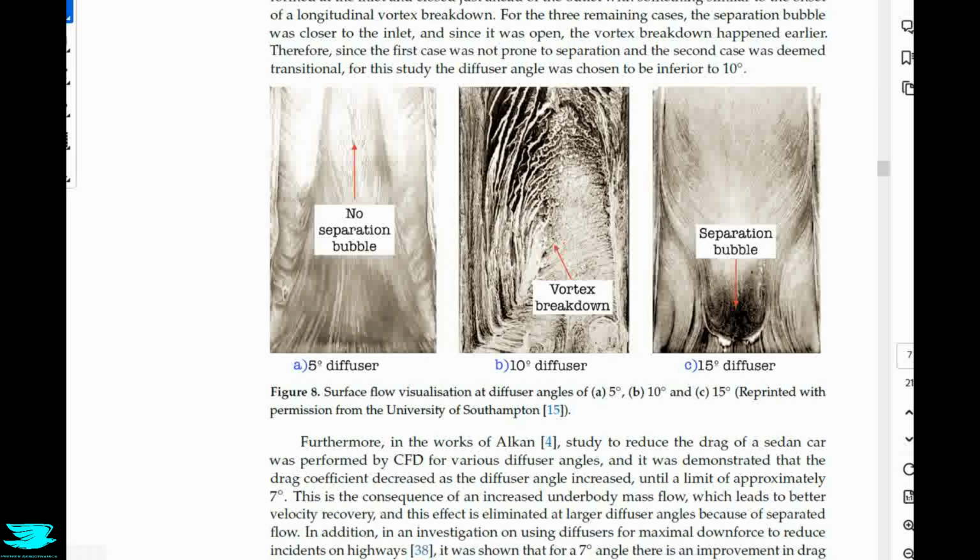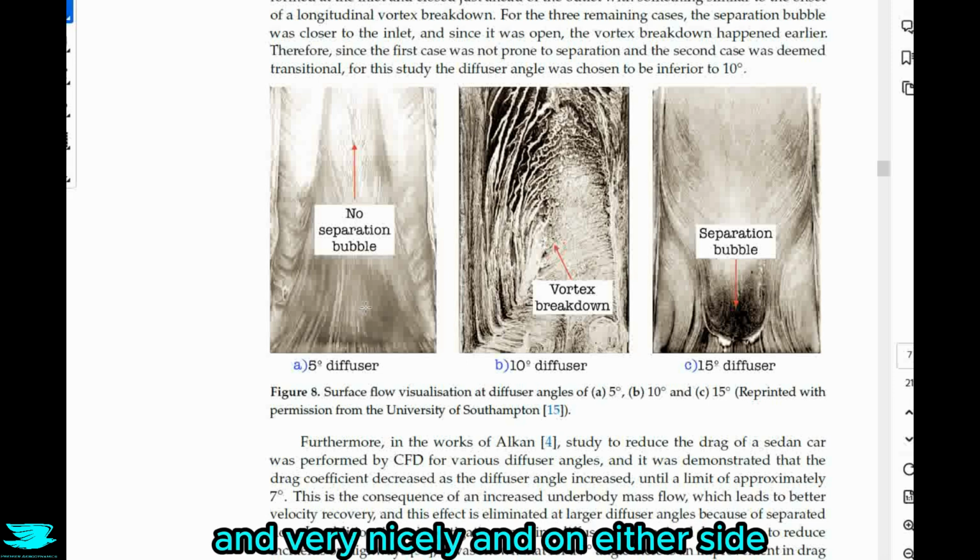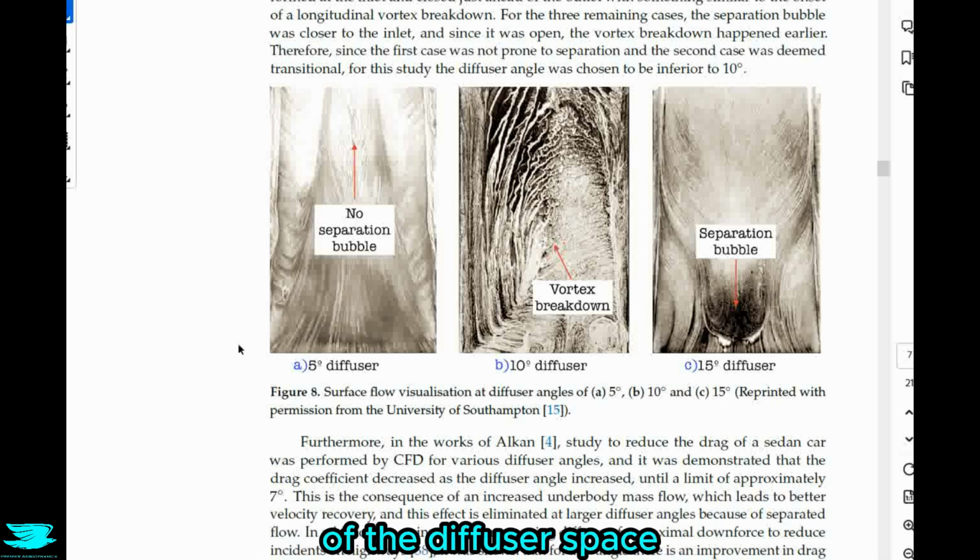and being somewhere in the middle. So at 5 degrees, we see that in the middle, the flow travels here very nicely, and on either side, there is a vortex that grows as we head downstream, and it takes up more and more of the diffuser space.